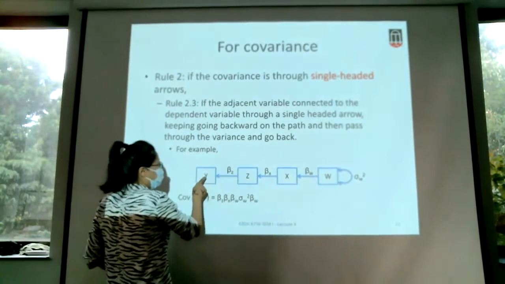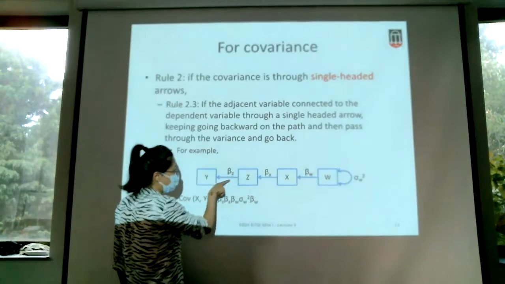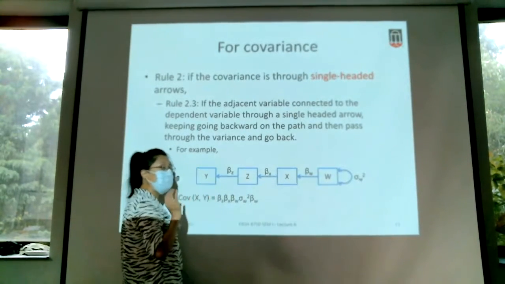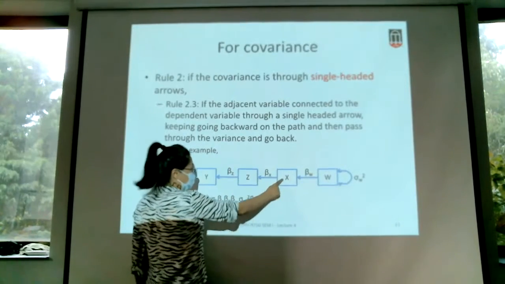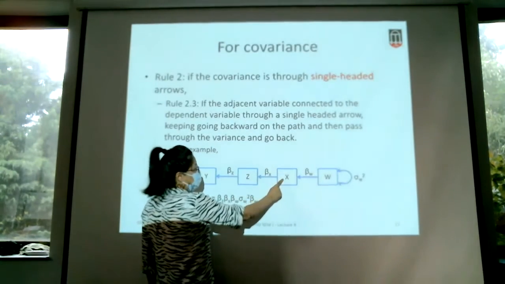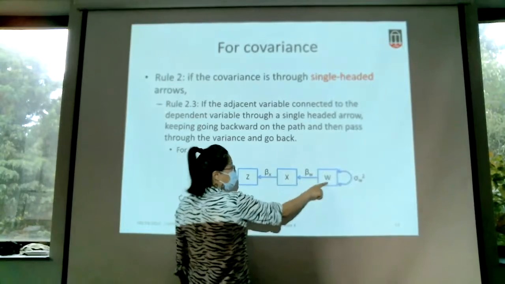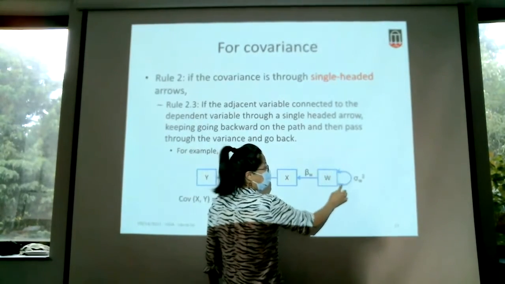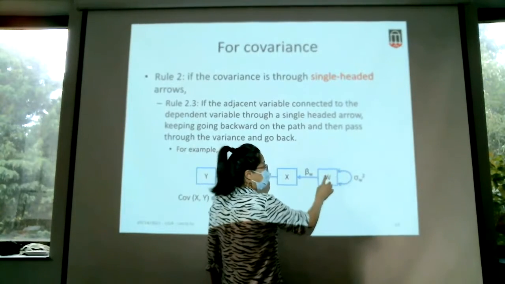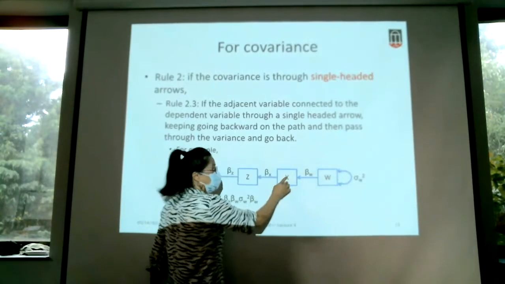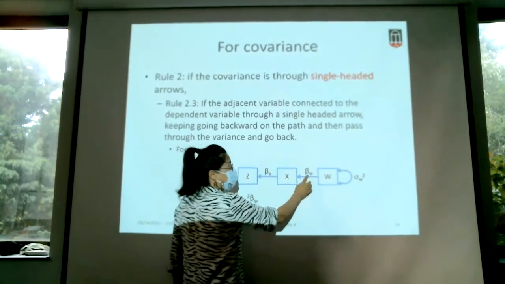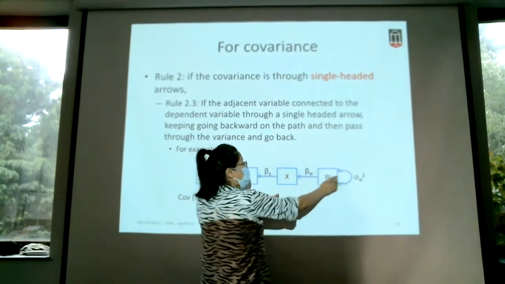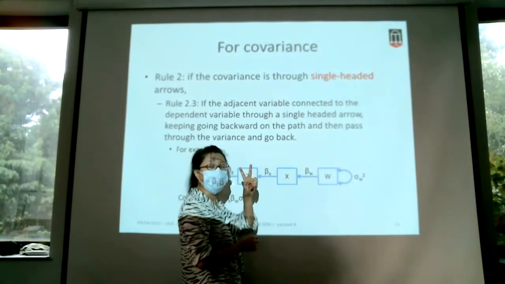So you start from Y, go back to Z, because it's a single-headed arrow. If you have a single-headed arrow, just go back, and then go back to X. But this is not the end. You have to go back to W, and then follow the double-headed arrow here. Variance of W, but you cannot just stop here. You have to go back to X. So for this path, actually you use it twice. This time and going back to X, so twice.